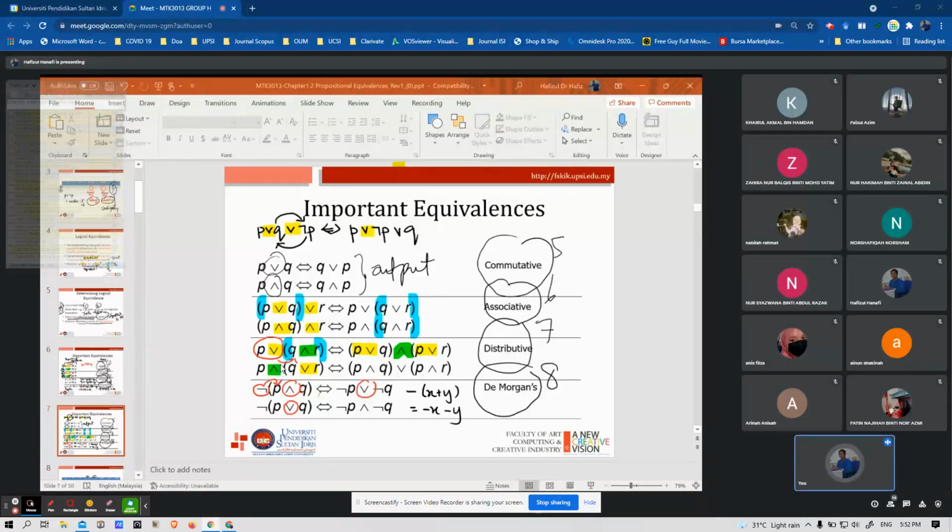And then for De Morgan's law, when we negate a disjunction, respectively a conjunction, we have to negate the two logical statements and change the operation from disjunction to conjunction. So we change the operation here. For example, we have negative x plus y, we can have negative x, negative y.